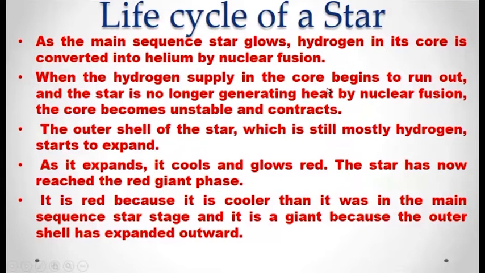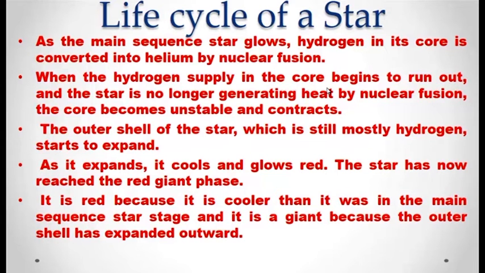When the hydrogen supply in the core begins to run out and the star is no longer generating heat by nuclear fusion, the core becomes unstable and contracts. Because of this contraction, the outer shell of the star, which is still mostly hydrogen, starts to expand. So the inner part, the core of the star, starts to contract and the outer part of the star starts to expand. As the outer part expands, it cools and glows red. So now the star has reached the red giant phase in its life cycle.